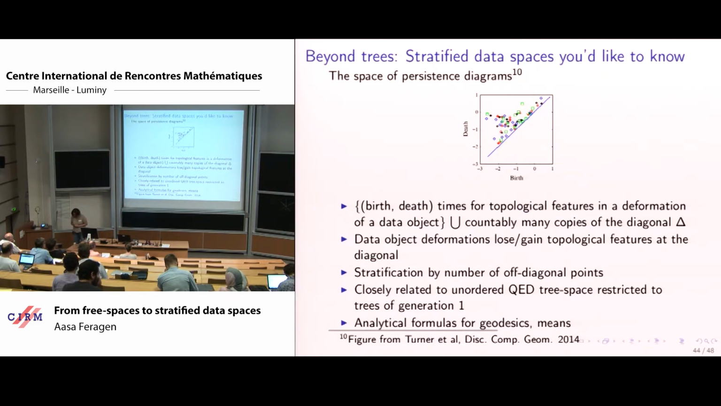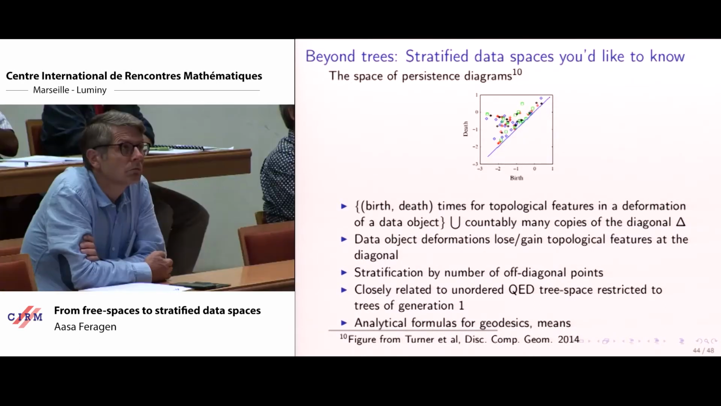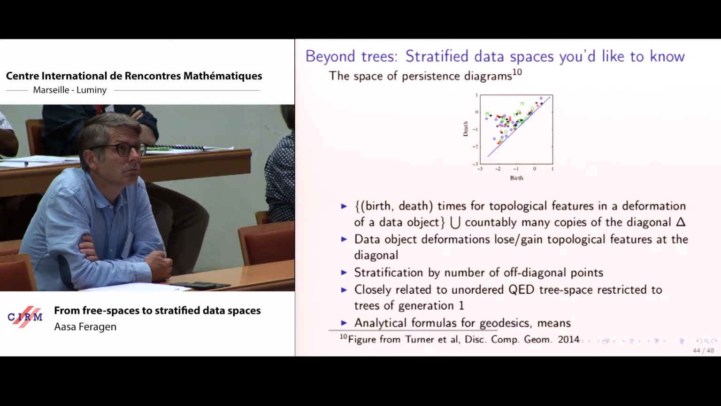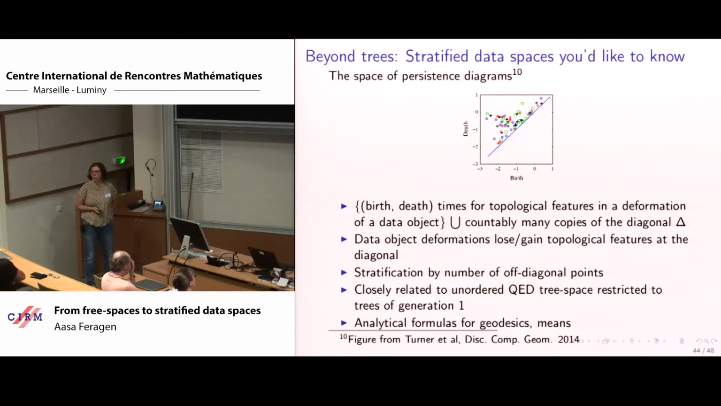So that's what I did several years ago on tree spaces. I haven't worked on them for a while, but I'm still thinking about stratified data spaces. So I'd like to finish off by going through some other examples of stratified data spaces that I think we will see more of. The first example has been around for a while. It's a space of persistence diagrams, which you can think of as the set of birth-death times for a finite set of topological features that appear in a deformation of your data object.